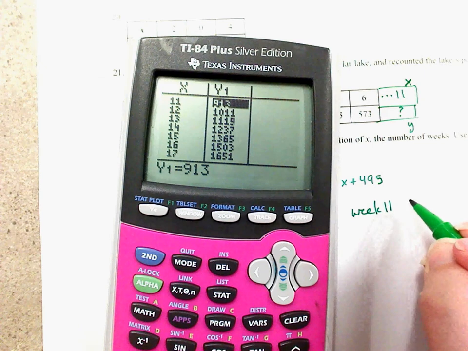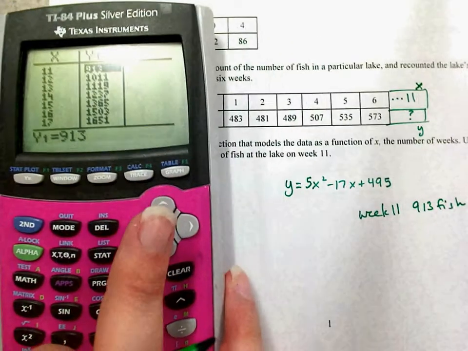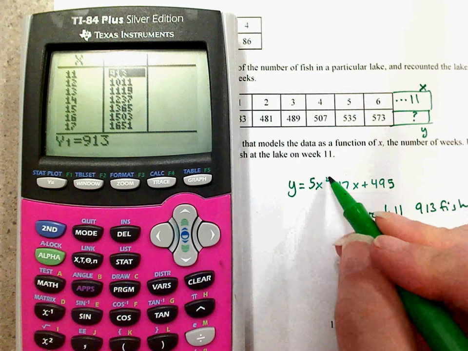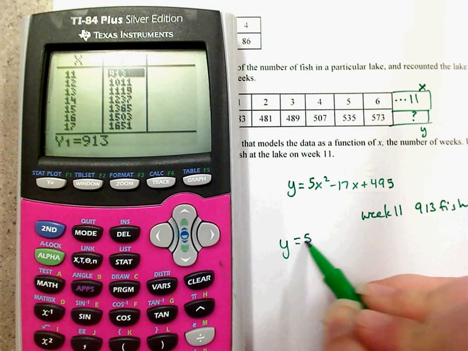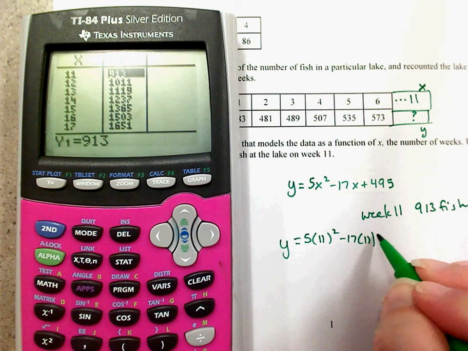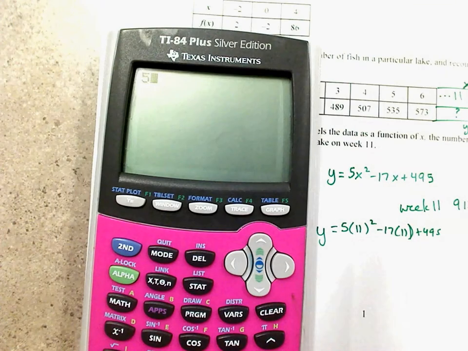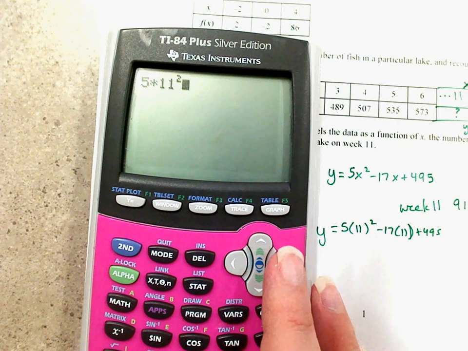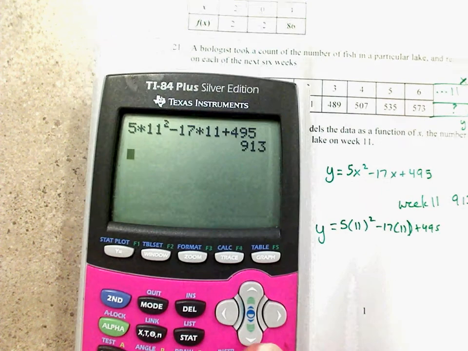Okay. What if I didn't store that? What if I forgot to do that? Can I still figure it out? Yeah, just type it in, or just plug it in. So I could say, well, what does y equal when x equals 11? And then plus 495. So I can just go 5 times 11 squared minus 17 times 11 plus 495, and I get 913 again. So you have a couple different options on finding the answer, okay? It's just understanding what you're trying to find.